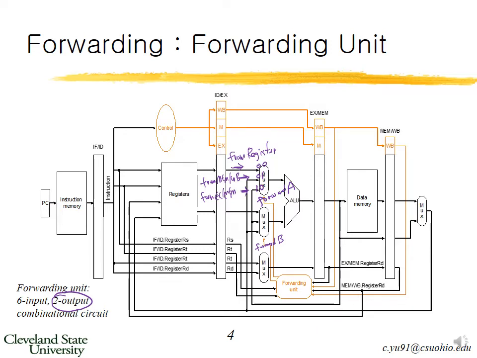The forwarding unit, as you can see, has 2 outputs, for A and for B. It has 6 inputs, because the inputs are the register numbers, and it computes whether the destination register in the memory and write back stages is the same as the source register number in the execute stage or not. So it is a 6 input, 2 output combinational circuit.